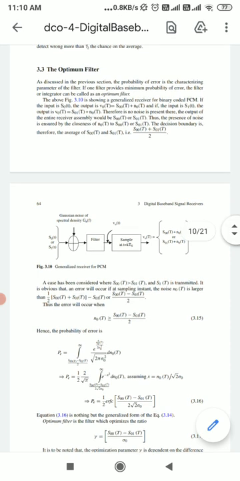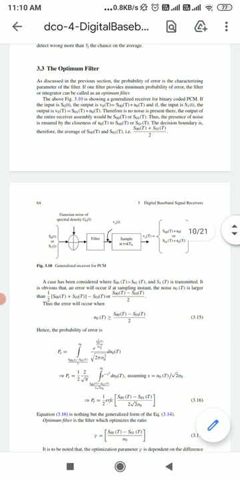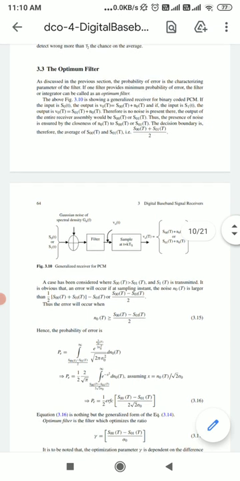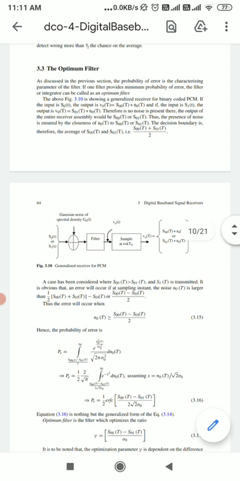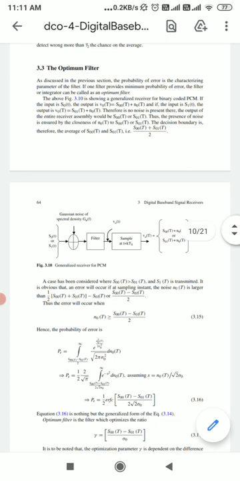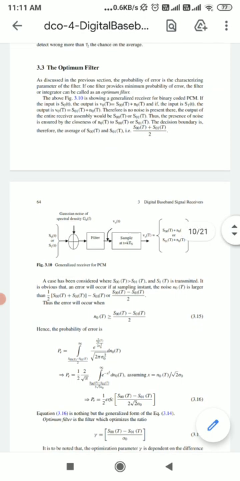Therefore, when we are giving the input to the filter, at the receiver for the PCM you will get the output v0(t) equal to s0(t) plus n0(t). If no noise were present, the output of the entire receiver assembly would be s00 or s01. But here we will get the presence of noise, because we are getting s01(t) plus n0(t). Here we will get the noise.